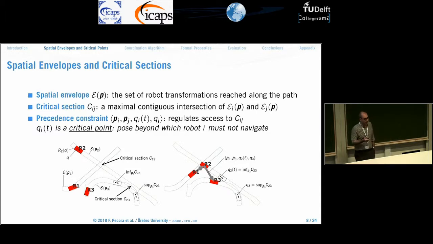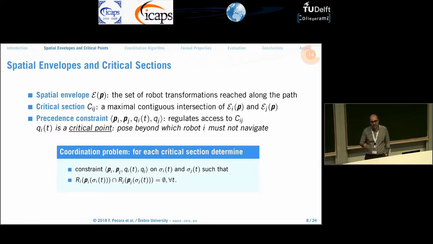Okay? So it's important to note that precedence constraints essentially prescribe a critical point. A critical point is a point beyond which a robot may not navigate. So we can now define the coordination problem as that of finding a precedence constraint for every critical section.